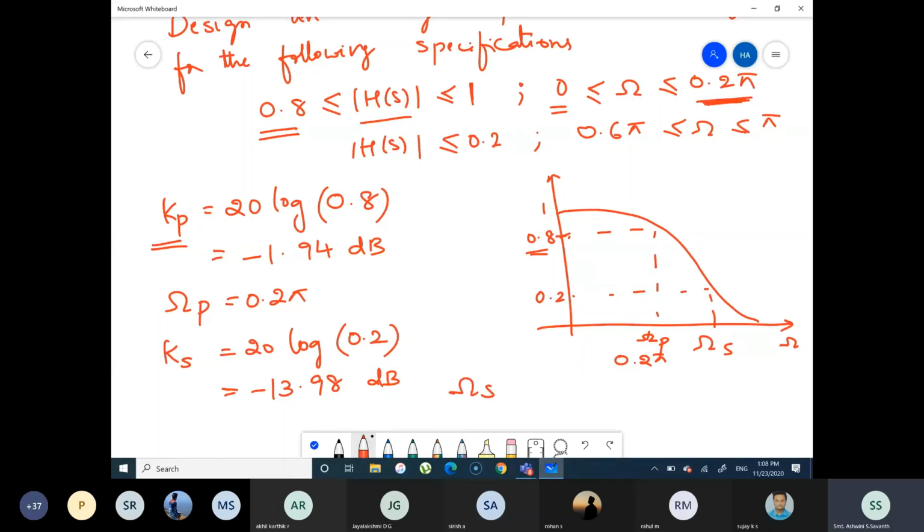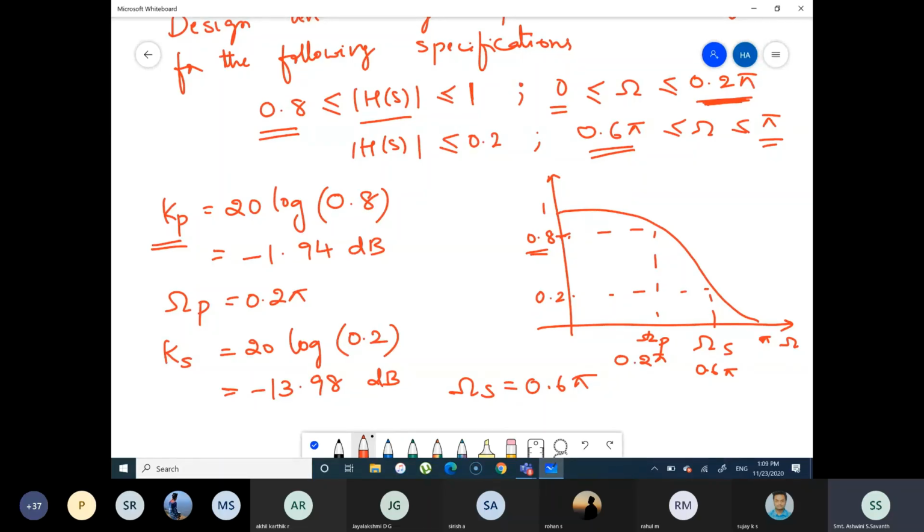Then what is your stop band edge? So it's between 0.6 to pi, he says, right? So 0.6 pi to pi somewhere here. So stop band edge is 0.6 pi. That is the stop band edge. So we have the 4 parameters with us now, the filter specifications.